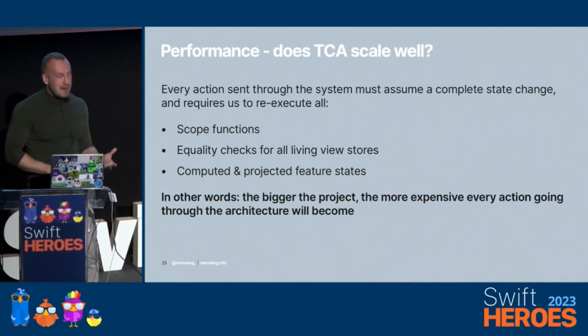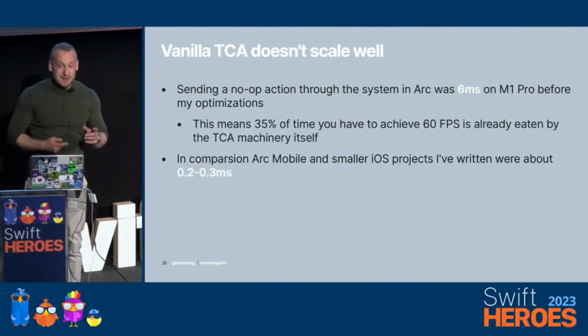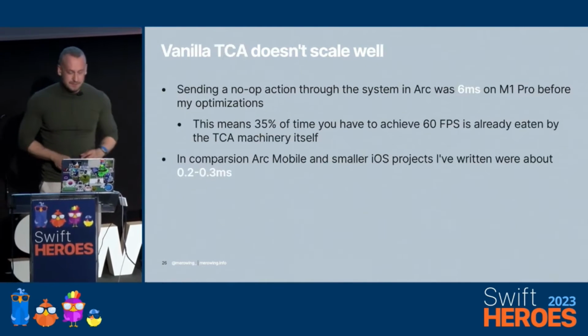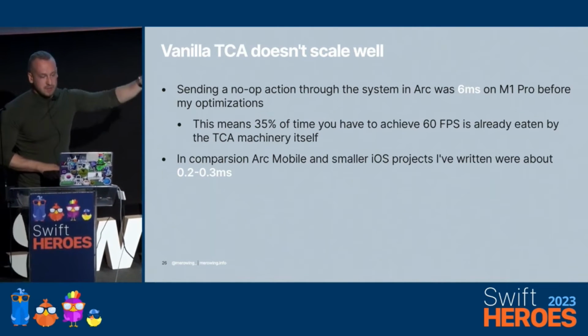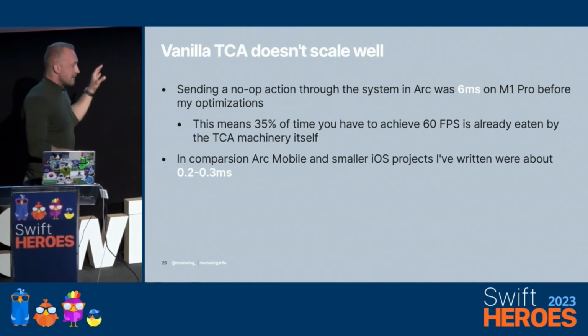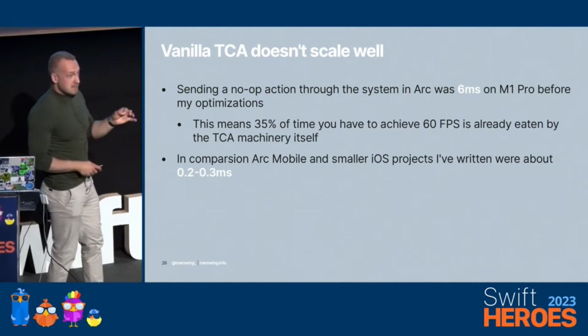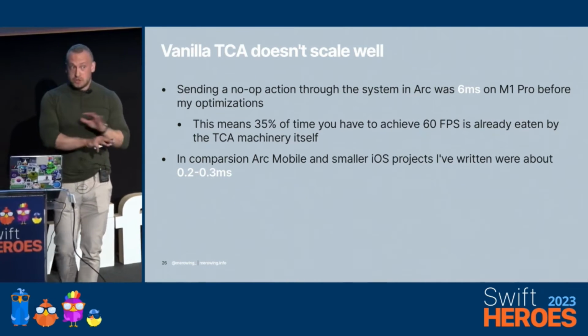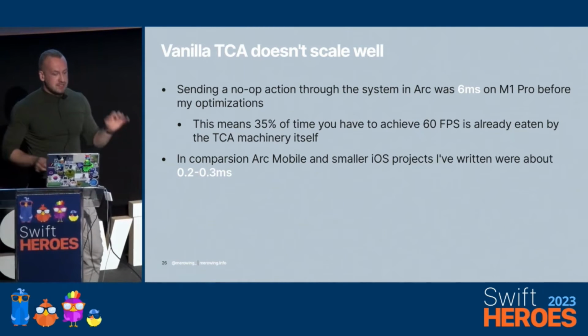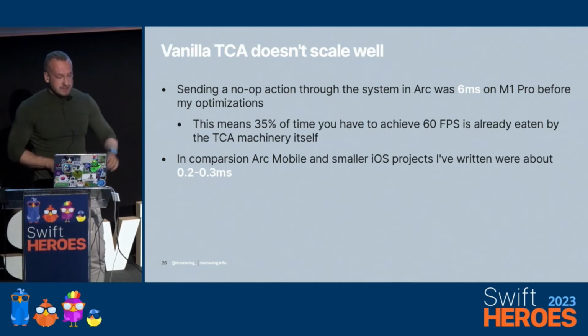So even a no-op action has a massive cost to your project. What I mean by that is I did some measurements for a no-op action. An action being sent through the system doesn't do any state mutation, doesn't do anything. For the browser, before I optimized it, it was 6 milliseconds just to send an action. Not change any UI, not do anything. Simply send an action through the system.